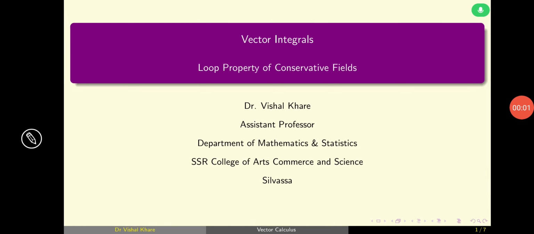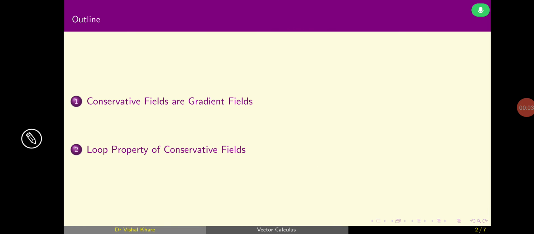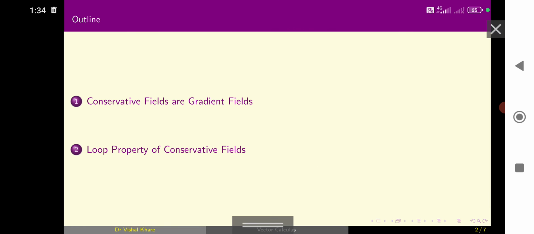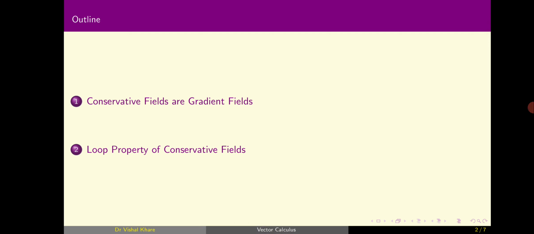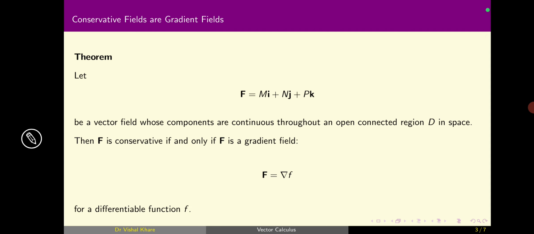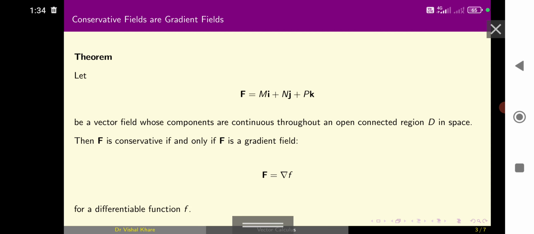In this video we are going to cover conservative fields are gradient fields, and the loop property of conservative fields. Conservative fields are gradient fields. We are going to see the statement of this theorem.